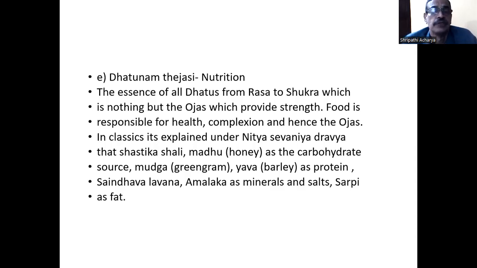The fifth one is Dhatunam Snehas, coupled with nutrition. The essence of all Dhatus, from Rasa to Shukra, which is nothing but the Ojas, provides strength. Food is responsible for brain health, complexion, and hence the Ojas. In the classics, it is explained under Nitya Sevaniya Dravya that Shashtika Shali, Madhu, and as carbohydrate source, Mudga, green gram, Yava, barley, as protein, Saindhava Lavana, Amalaka, for minerals and salts, sulfur, and fat.